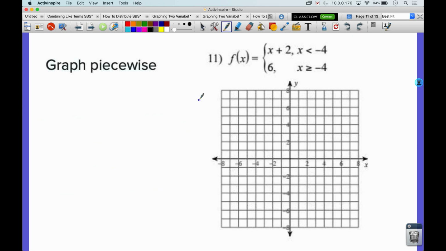All right, now we're going to graph it. So first thing we want to do is pay attention to this number at the very end. I call this our transition value. Do it like this, arrows. So I call that value the transition value.